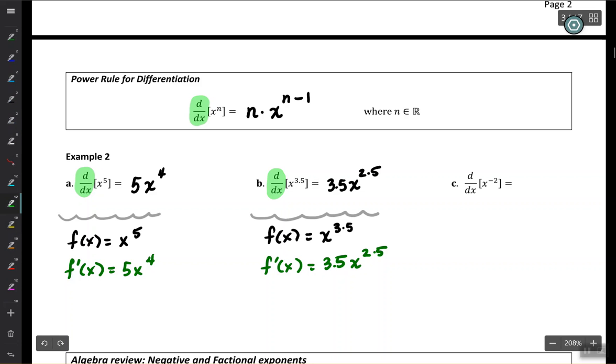All right. Negative exponents. The derivative of x to the minus 2 is just minus 2 x to the minus 2 minus 1 power, which is a minus 3. It's really, really common for people to accidentally say minus 1. Slow yourself down for a second. Negative 2 minus 1 is a minus 3.